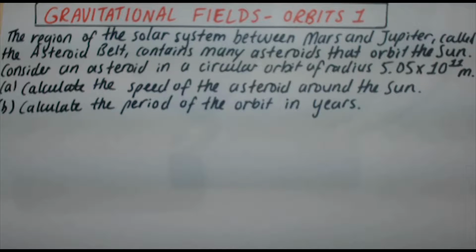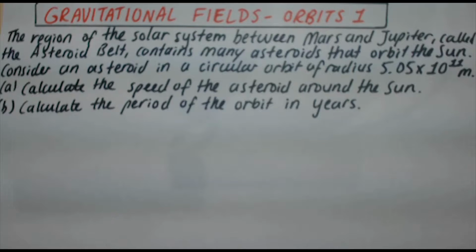The region of the solar system between Mars and Jupiter, called the Asteroid Belt, contains many asteroids that orbit the Sun. Consider an asteroid in a circular orbit of radius 5.05 times 10 to the 11 meters. A. Calculate the speed of the asteroid around the Sun, and B. Calculate the period of the orbit in years.